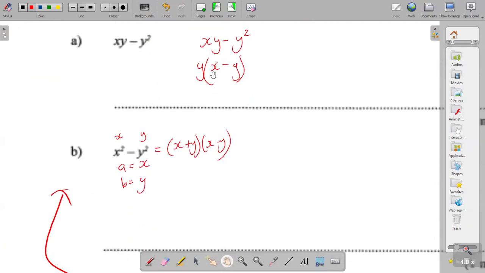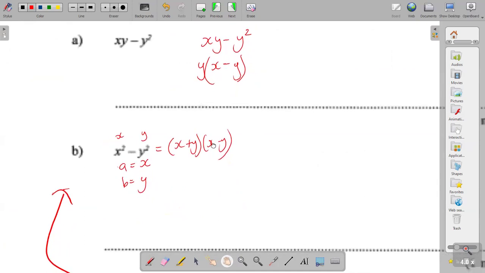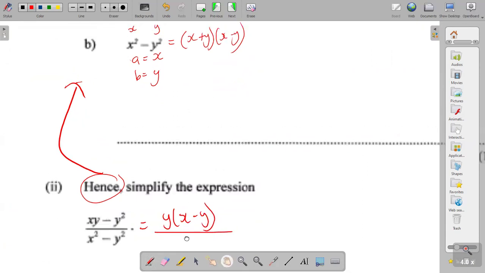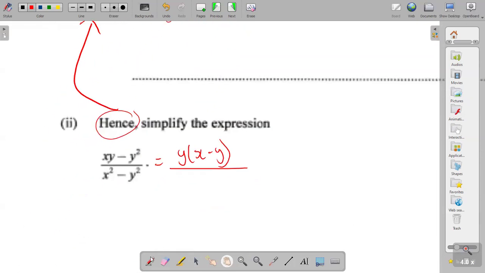What was my answer for the top? Y brackets x minus y. So that's what I'm going to do. The top was y(x minus y). What was the bottom? The bottom was factorized: x plus y, x minus y. Can I do anything here, people? Yes or no?